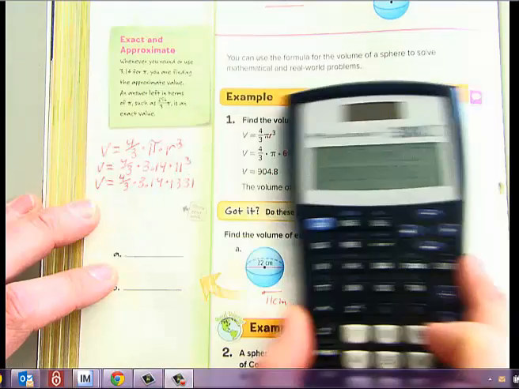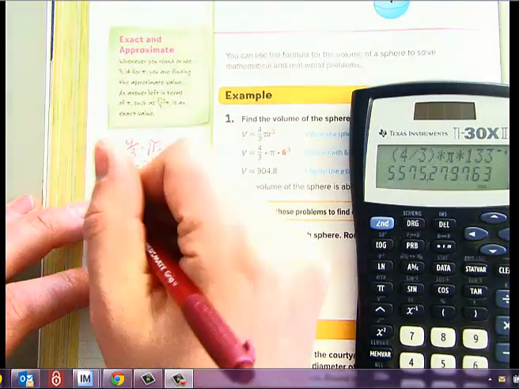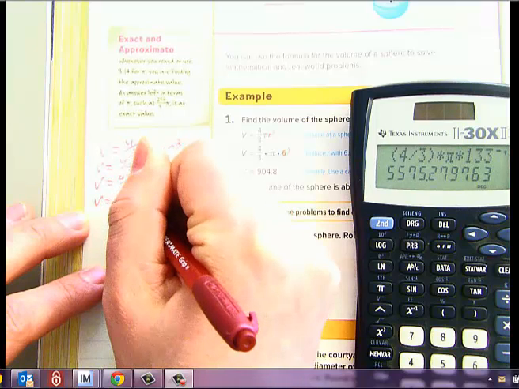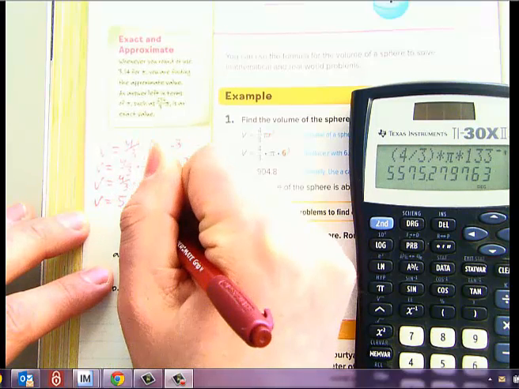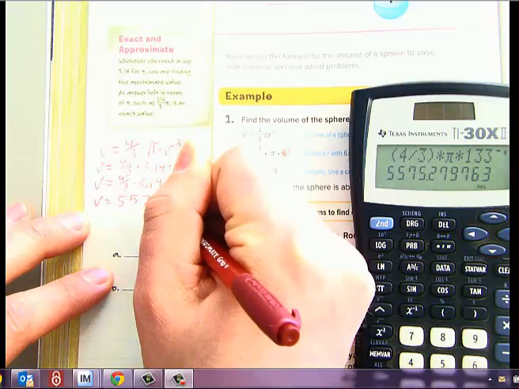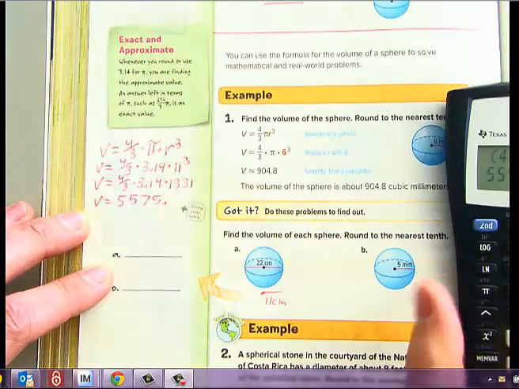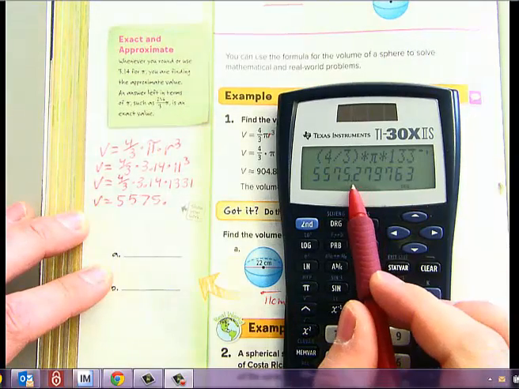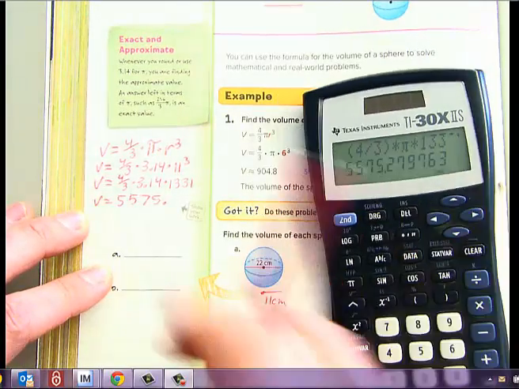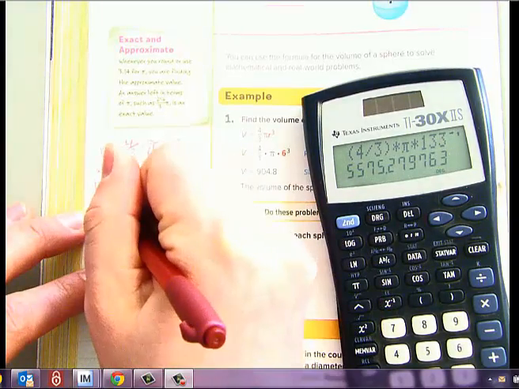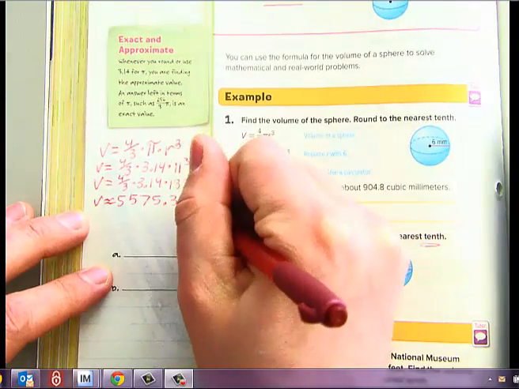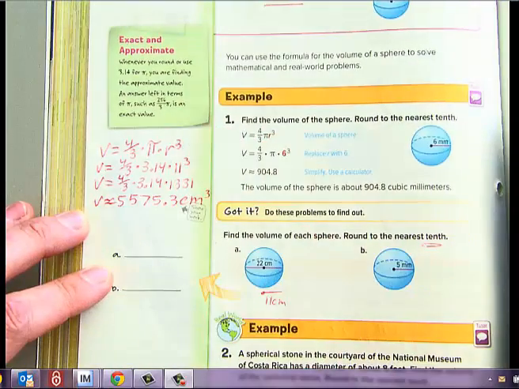I get an answer of 575 point, now it said round to the nearest tenth right there. So that's one spot behind. So the 7 tells the 2 to go up to a 3. Squiggly equals because we rounded. Now what's my units? Centimeters to the third power, cubed, because volume is always cubed.